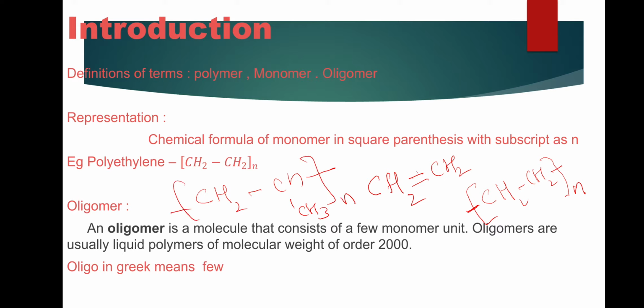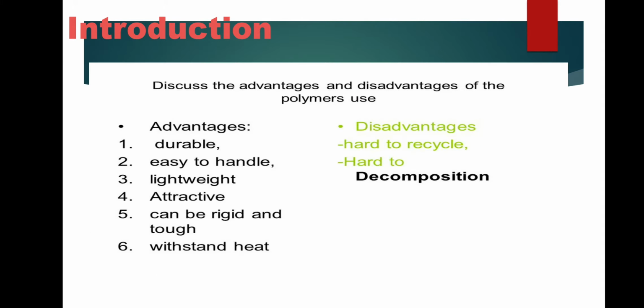The n at the bottom of the square bracket is a subscript, the number of units. This represents the number of units. That is called degree of polymerization. Then there is another term, oligomer. Oligomer is a small polymer. That is the only difference. The small molecules combine to form a huge molecule. In the 10,000 order we call it a polymer. If it is in the 1,000 order we call it an oligomer. Oligo means few, only a little is joining.